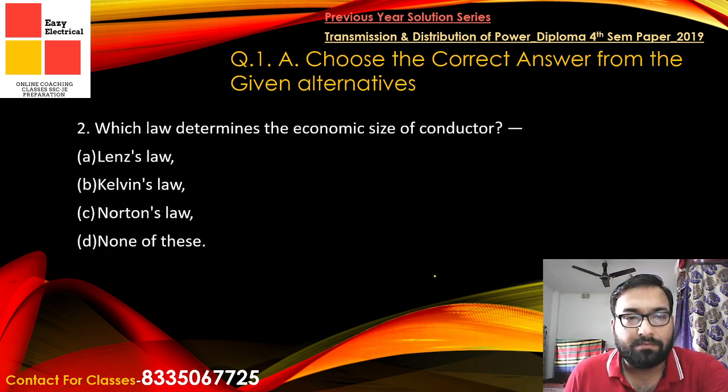Okay, the next question: which law determines the economic size of the conductor? The options are Lenz's law, Kelvin's law, Norton's law, or none of these. First pause and try to answer, then see my solution. The answer is Kelvin's law. The economic size of the conductor is dealt with in Kelvin's law. Lenz's law we all know is a part of Faraday's laws of electromagnetic induction; it just modifies the equation. Norton's law is part of network analysis. So the option will be B.